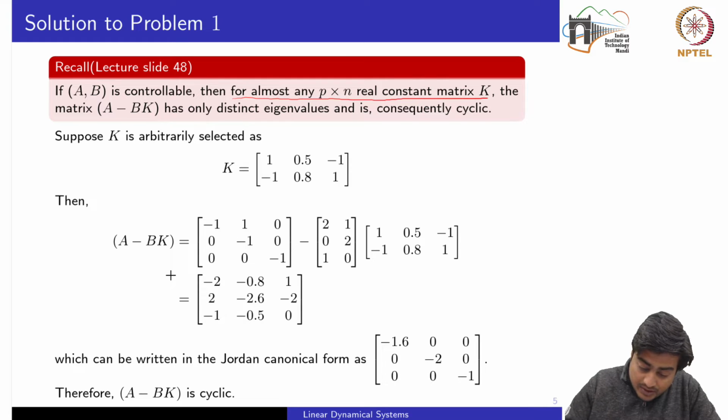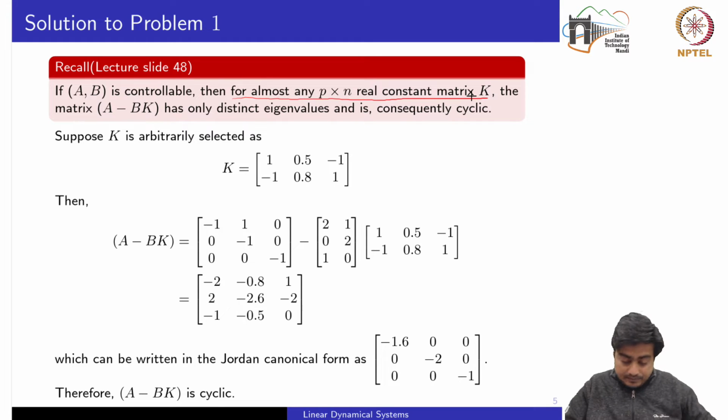Okay, now just for verification, you can also select another K matrix and again verify whether, for the K you have selected, the matrix A minus B times K is cyclic or not, because we have already seen that the pair A, B is controllable. So it means that there exists more than one K matrix.